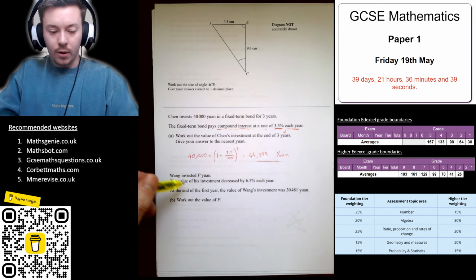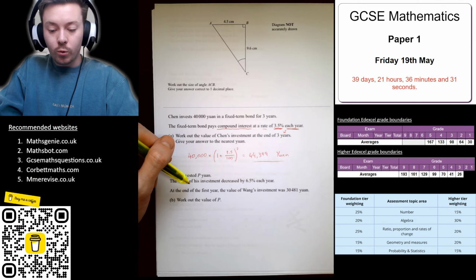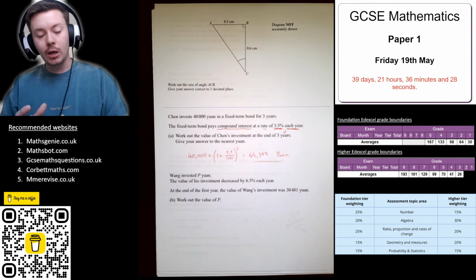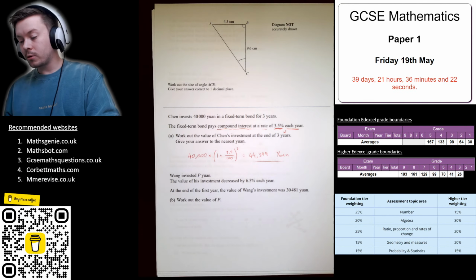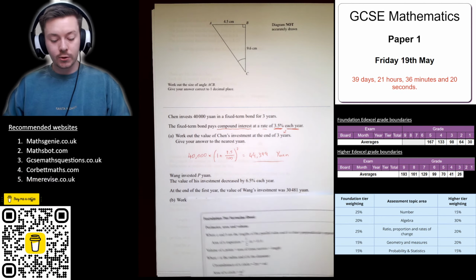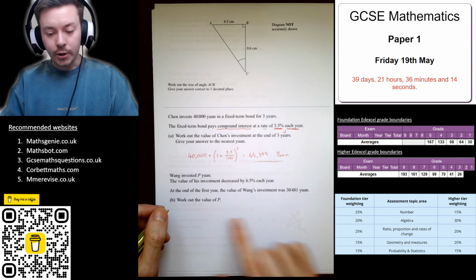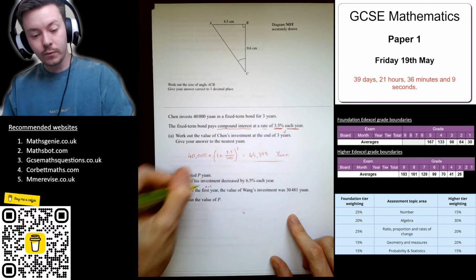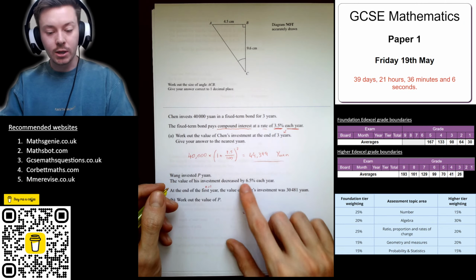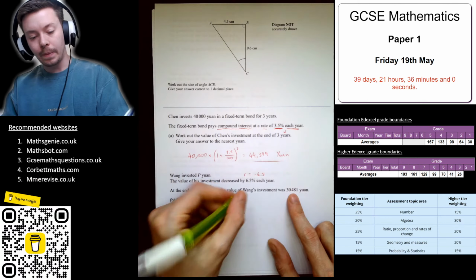Wang invested P yuan. The value of his investment decreased by 6.5% each year. At the end of the first year, the value of Wang's investment was 30,481 yuan. Work out the value of P. So this we're going to have to use the formula for, and then substitute what we do know in, and then rearrange it. So we don't know P. P is the principal amount. We do know what the answer is, at the end of the first year, so N is 1. The value of his investment decreased by 6.5% each year, so R is negative 6.5.